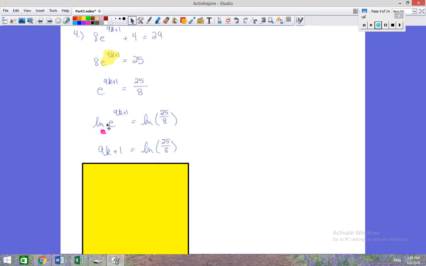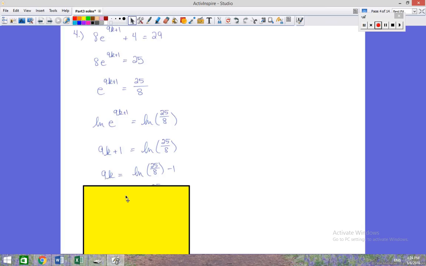I took the natural log of the left-hand side. To balance the equation, I had to take the natural log of the right-hand side. So now I'm back on familiar territory, where I can add and subtract or multiply and divide both sides of the equation to get the variable by itself. So we refer to this as a two-step equation. First I'll subtract 1 from both sides and then divide by 9 and I'll have my answer. So let's take a look at that.